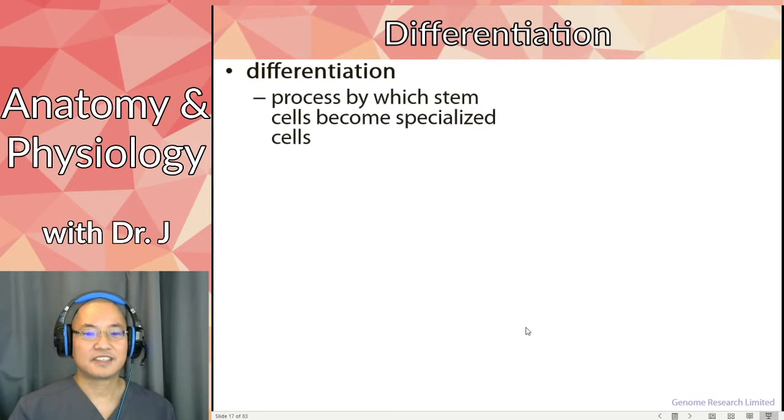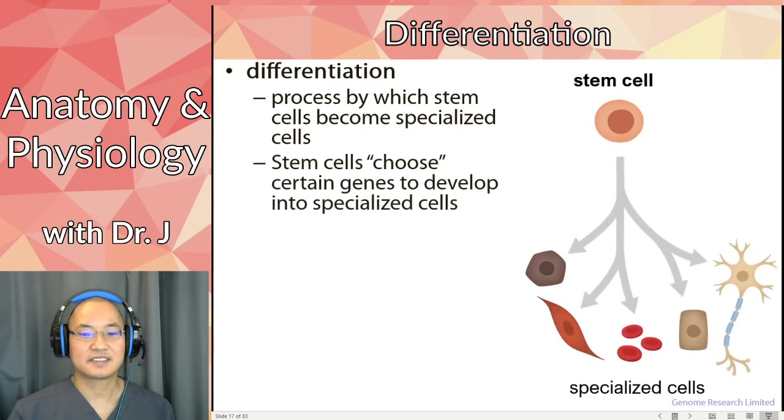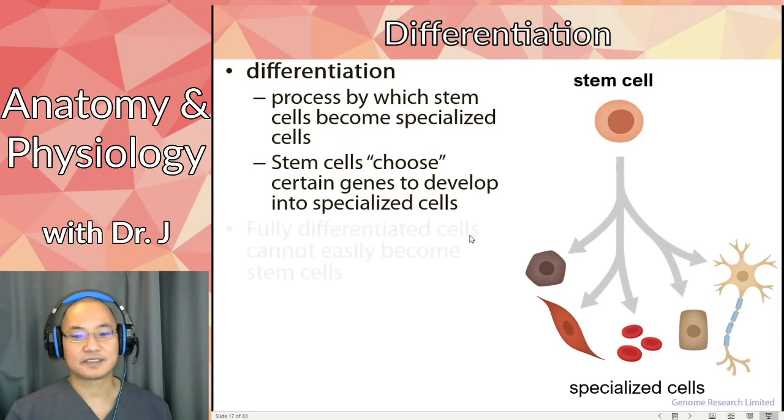So with differentiation, again, this is the way that a stem cell becomes specialized. But just like you choose your major, stem cells choose certain genes and instructions to help them develop into specialized cells. So it's kind of like choosing the classes you need to become your major. You get the information that's relevant to your major.